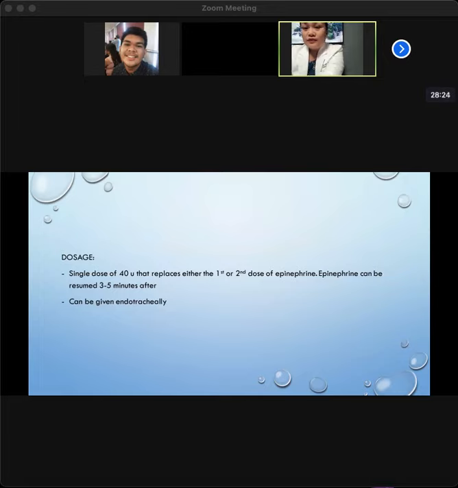So what is the dosage of vasopressin? It can be given as a single dose of 40 units that replaces either the first or second dose of epinephrine. Then after that, epinephrine can be resumed 3 to 5 minutes after. It can also be given endotracheally. Okay?